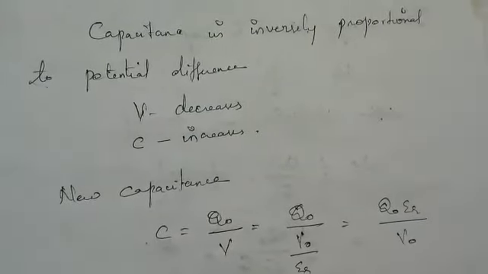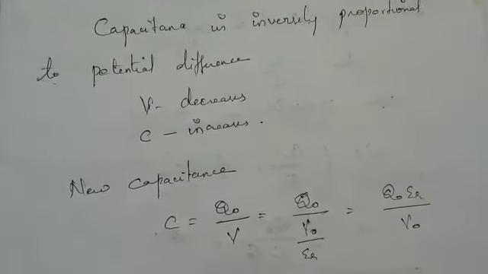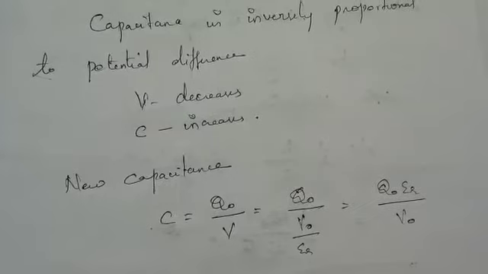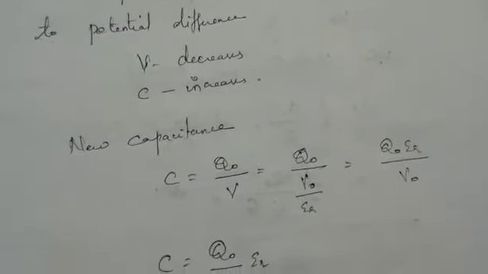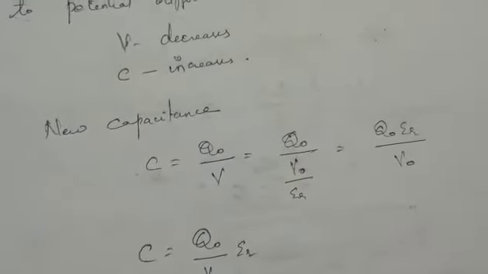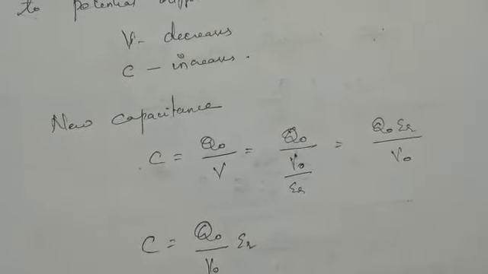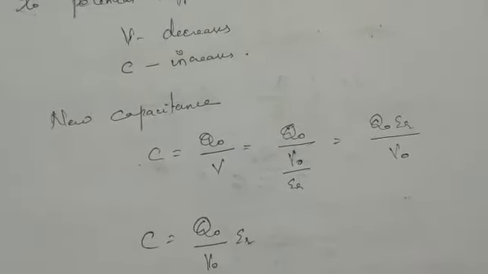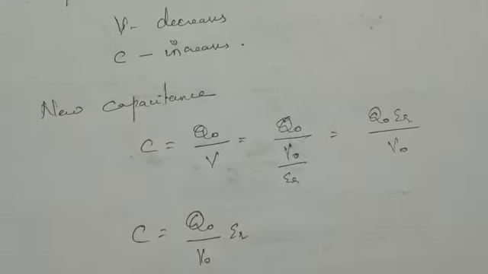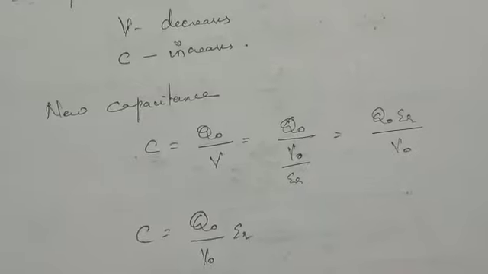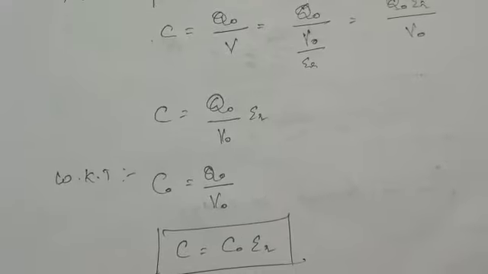Next we find the capacitance value. The capacitance is inversely proportional to potential difference, you know that. So when V decreases, C increases. The capacitance value increases. Now find the new capacitance value. C equals Q0 by V. Why do we consider Q0? Because it remains constant. So Q0 divided by the new value of V, which is V0 by epsilon R. That equals Q0 epsilon R divided by V0, so C equals Q0 epsilon R by V0.